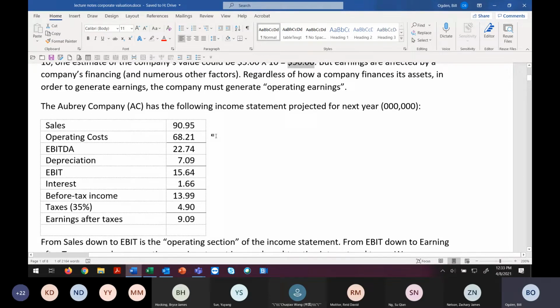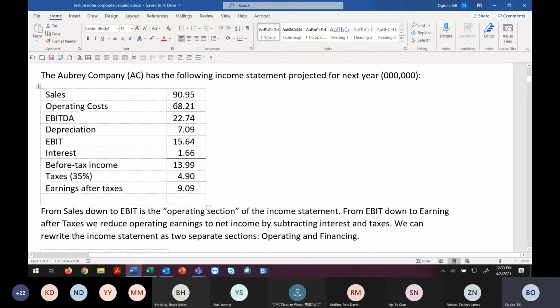Okay, so let me start out with a very generic looking income statement, the Aubrey Company, and lo and behold, one income statement, all right? What I'm trying to point out is that from here down to here reflects the operations of the company. Okay, so how are you going to pay interest? How are you going to pay taxes? You first have to have the EBIT, right? And except for some accounting adjustments, EBIT is also operating income.